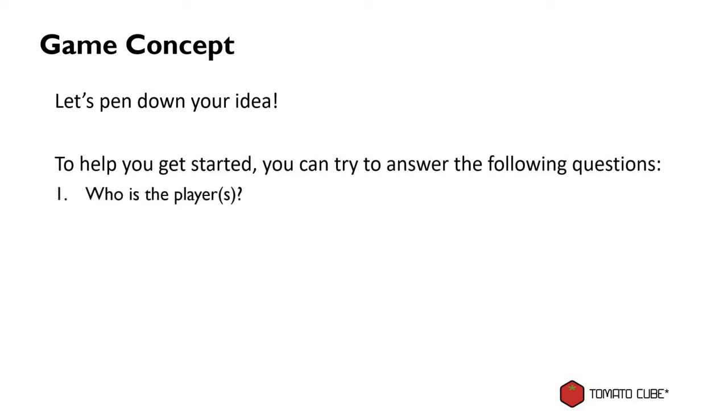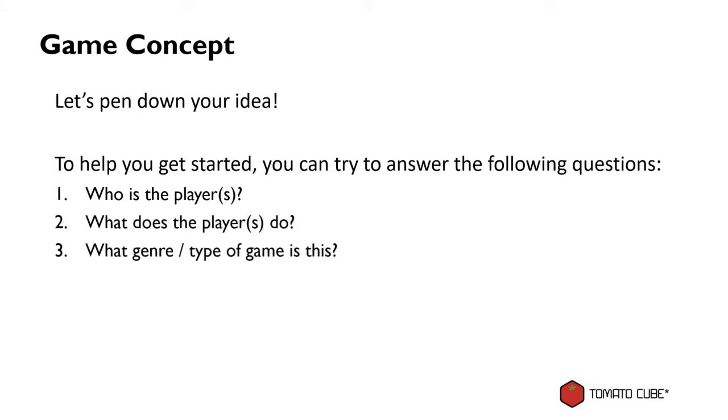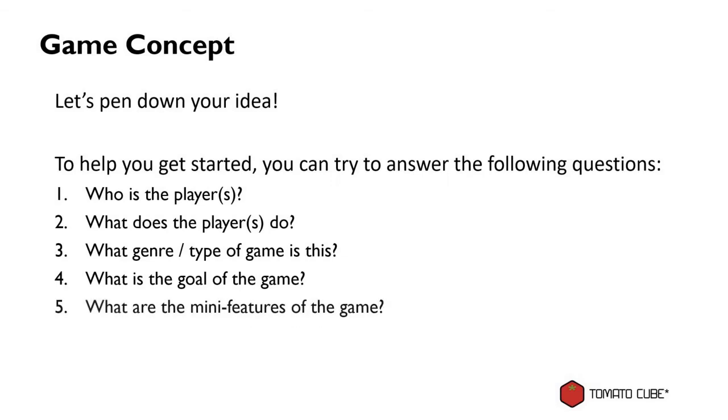For example, we need to ask ourselves, who is the player in the game? And what does the player do? And what genre or type of game is this? And what is the goal of our game? And what are the mini features or mini elements that you want to add to the game? And also, when does the game end? Okay, so by answering all these questions, we will eventually list out the items that we want to build.